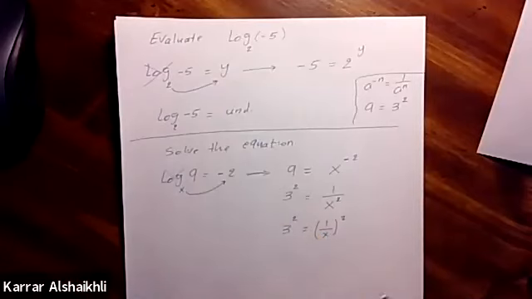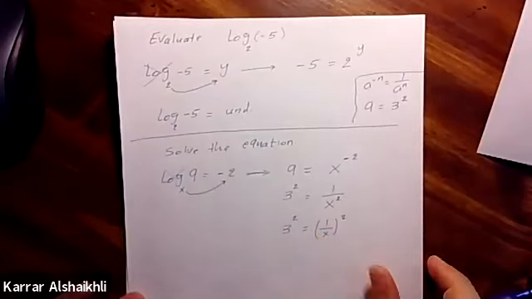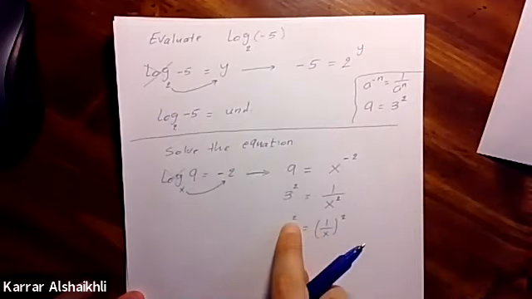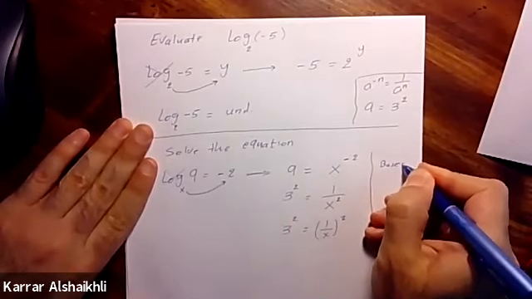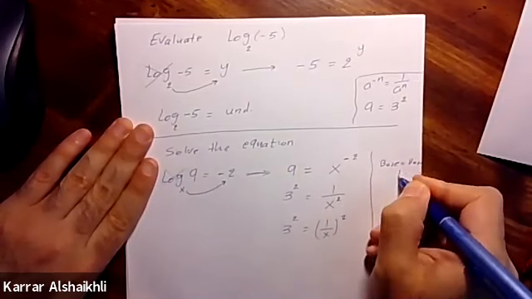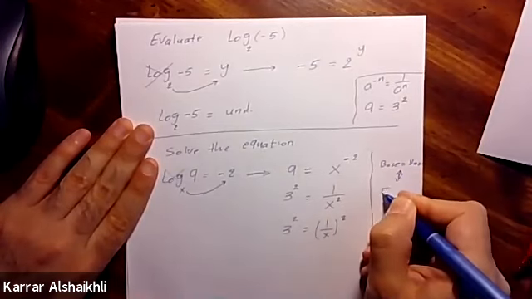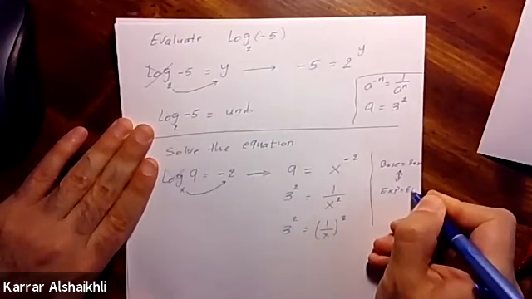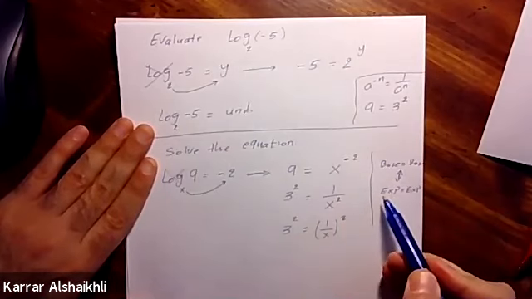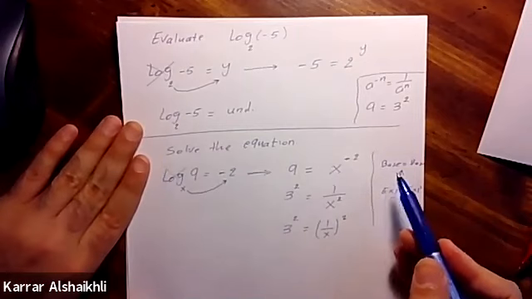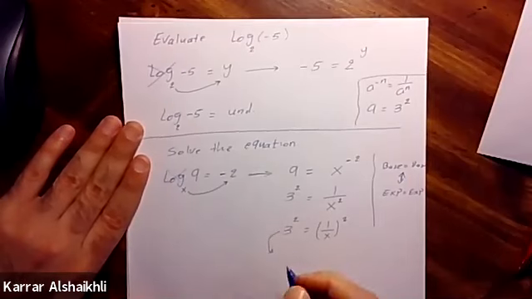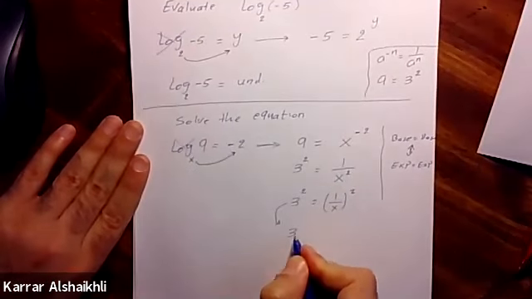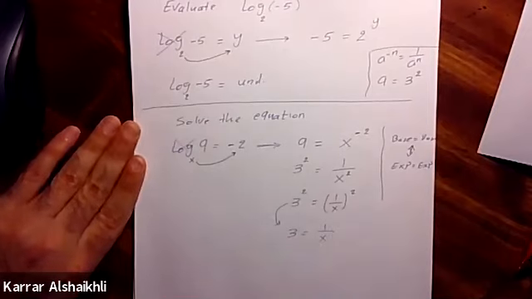Now we're going to use the rule. It says if you have equal bases, that means you have equal exponents, if you remember. And the same thing, if you have equal exponents, that means you have equal bases. So in this case, I have equal exponents, so that means I have equal bases. So 3 is going to be 1 over x.